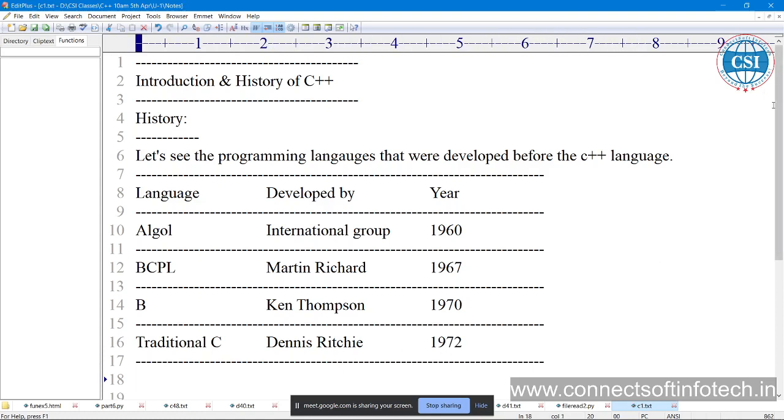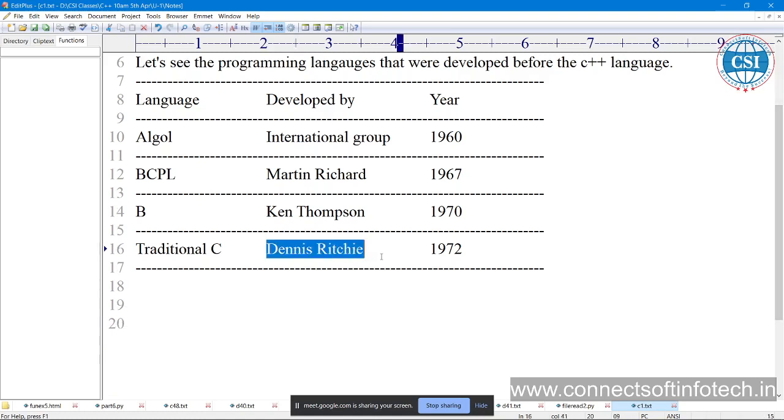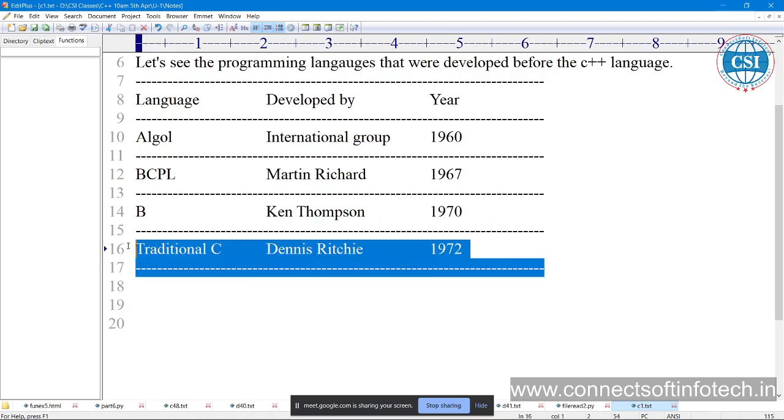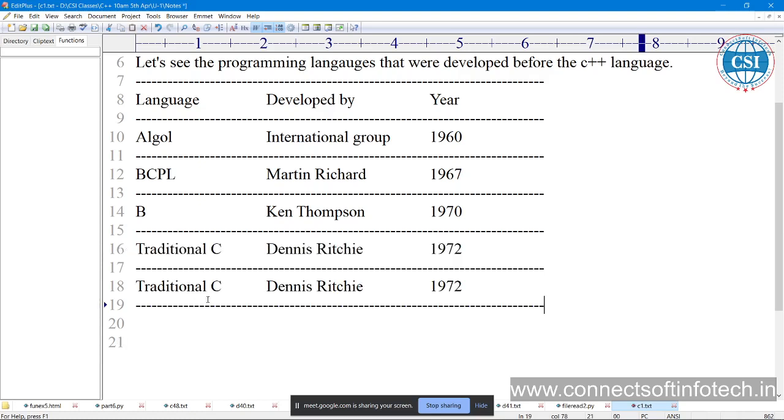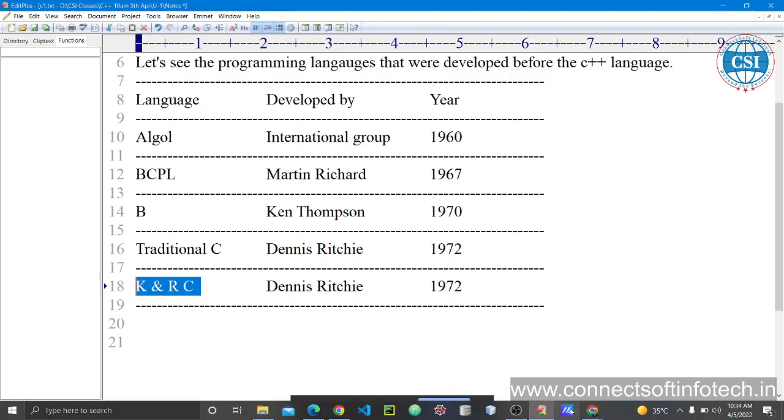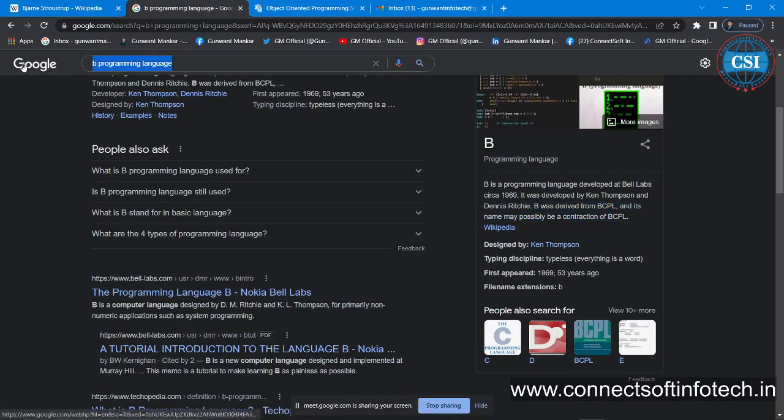C programming, we know very well. We learn this C programming, Dennis Ritchie. And now, then the next C is developed. Given this name, what is the name? K and R C. K and R, the developer names: Kernighan and Dennis Ritchie.